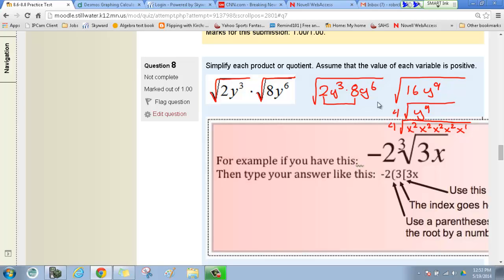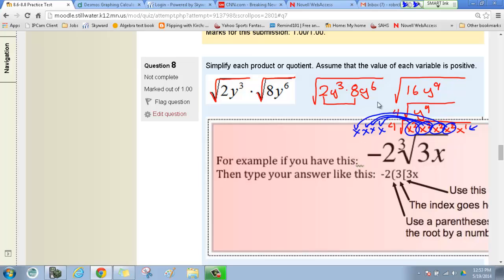Now remember, each of these groups of 2 y's I can take out of here and make 1. Because really what I'm doing is taking the square root of y squared, and that's just 1y. The square root of this y squared is just 1y. The square root of this y squared is just 1y. And the square root of this y squared is just 1y. Sadly, this last y, you can't take the square root of that and simplify it.